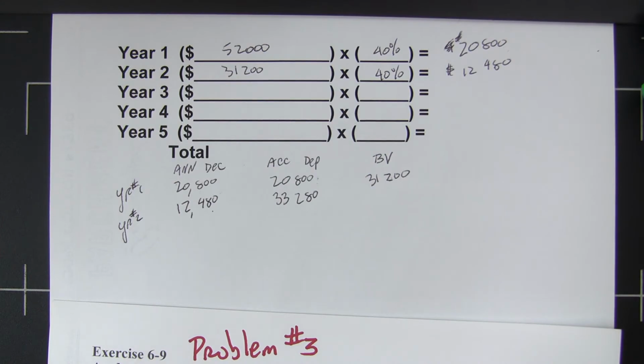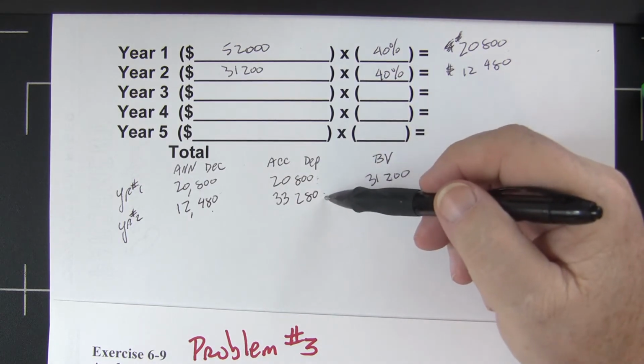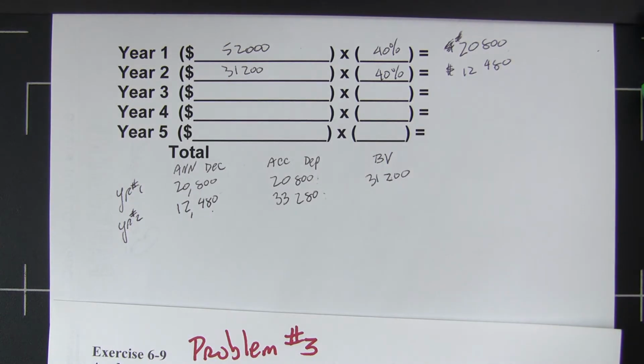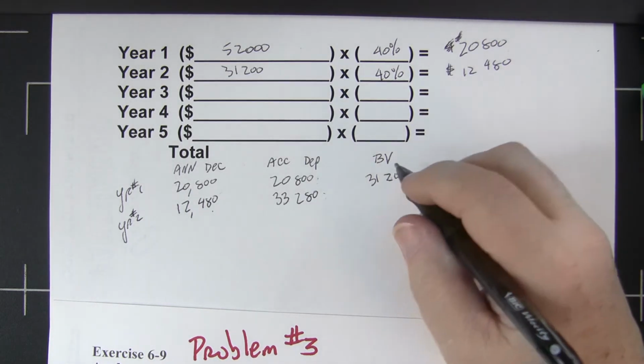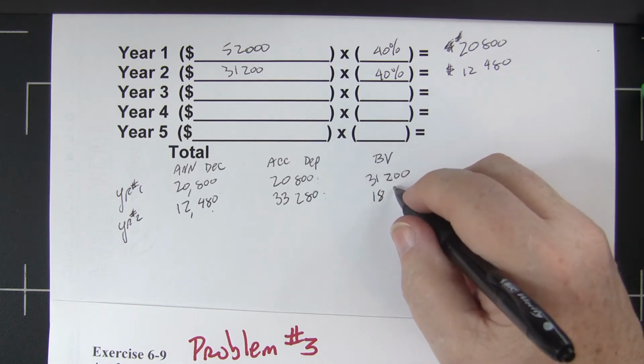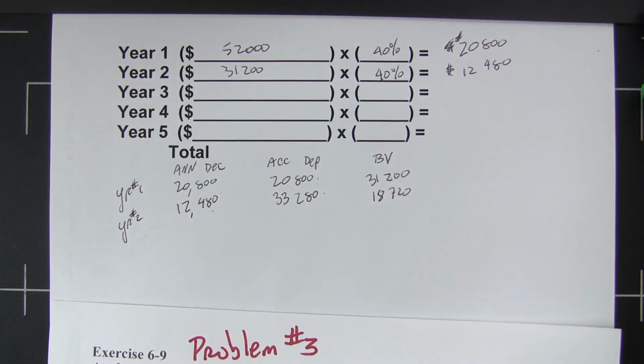My book value is 52,000 minus 33,280. So 52,000 minus 33,280 gives me a book value at the end of year 2 of 18,720. Excuse me, I'm a moron. That's at the end of year 2.